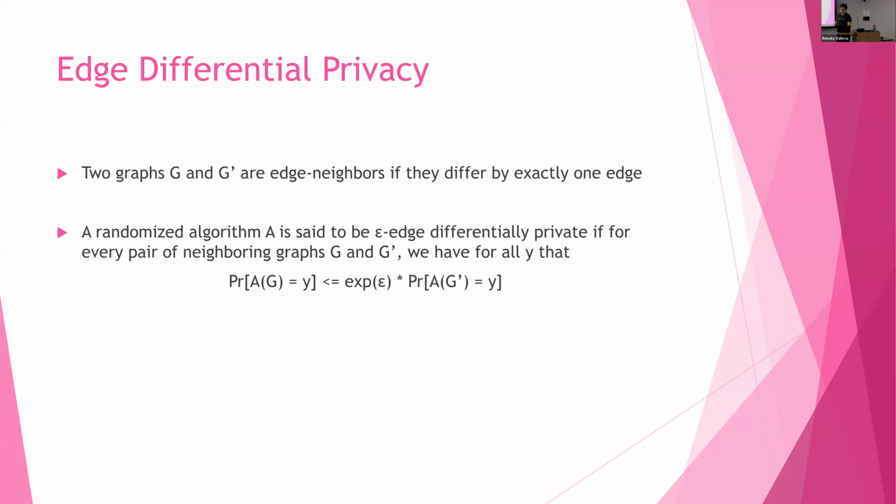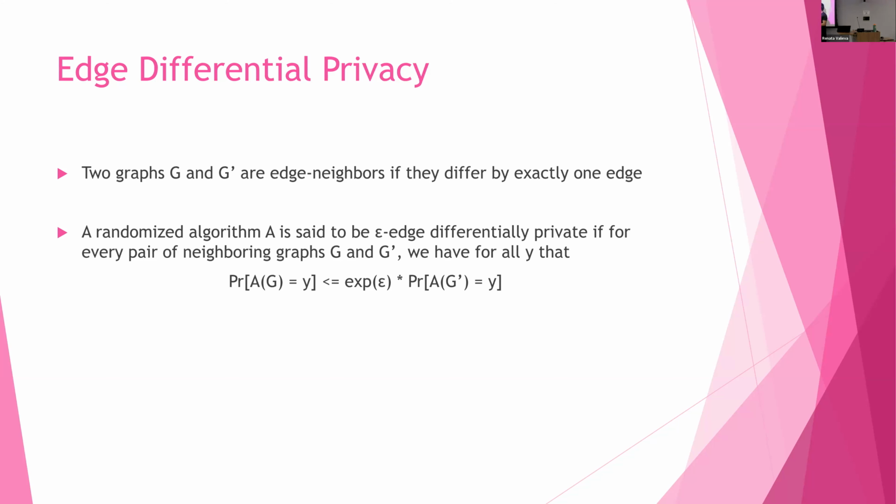And differential privacy's guarantee is that an algorithm is said to be differentially private if for every pair of neighboring graphs, the output of the algorithm is similar in distribution when the algorithm is run on G and G prime. For our definition of similar distribution, there's this formula here, but to give some intuition for it, we should think about epsilon as being a pretty small number. So e to the epsilon is about 1 plus epsilon.